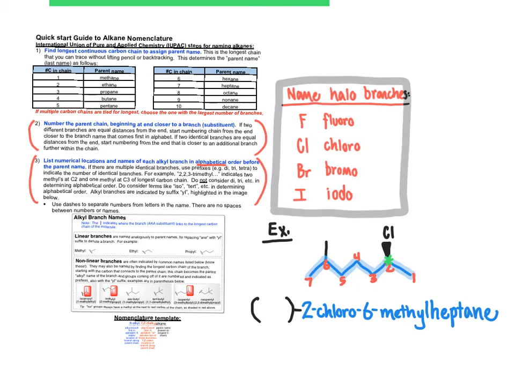I will totally accept it either way. If you want to call it 2S or 2R, 2-chloro-6-methylheptane, that's fine. Or you can just use R or S there at the front, either or.